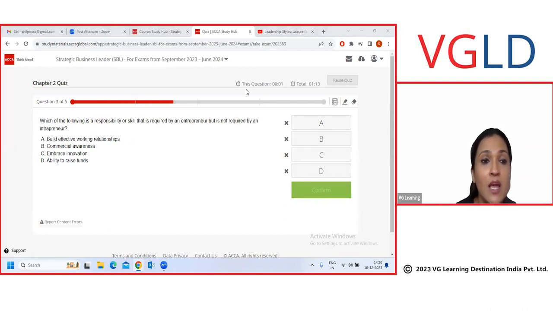Okay, next. Which of the following is the responsibility or skill that is required by an entrepreneur but is not required by an intrapreneur? That's a good question. So what is required by an entrepreneur but is not required by an intrapreneur? Ability to raise funds is the common answer.